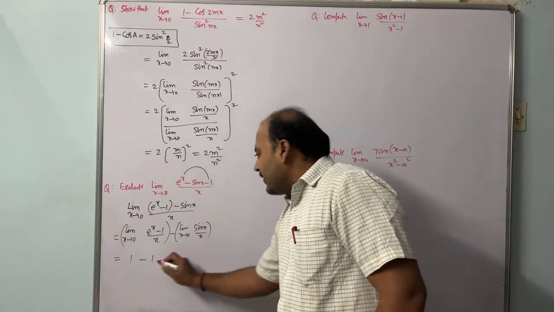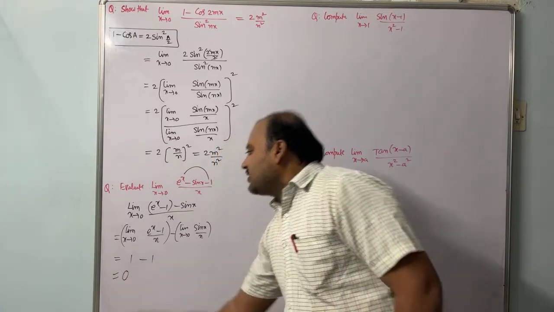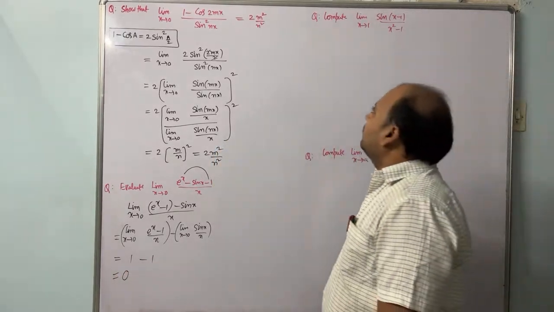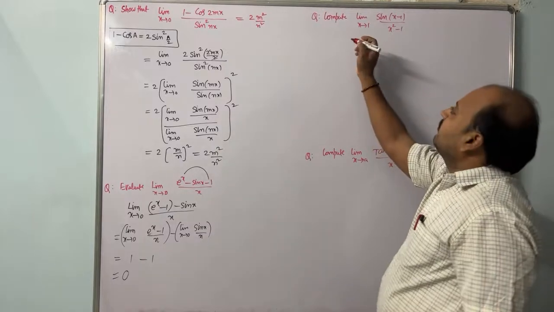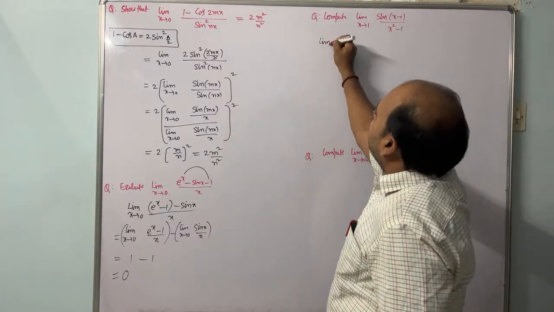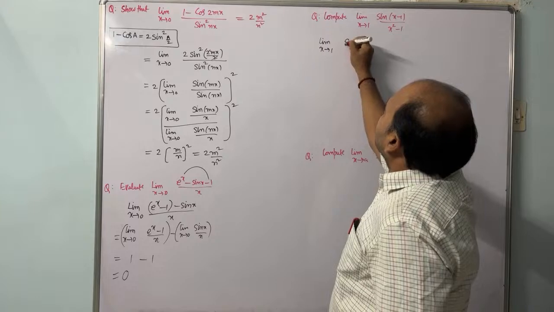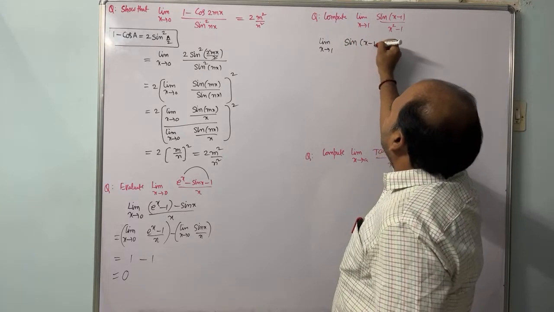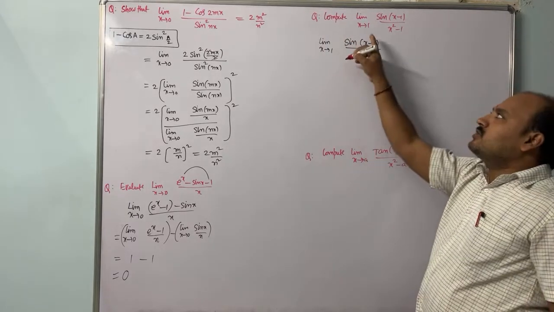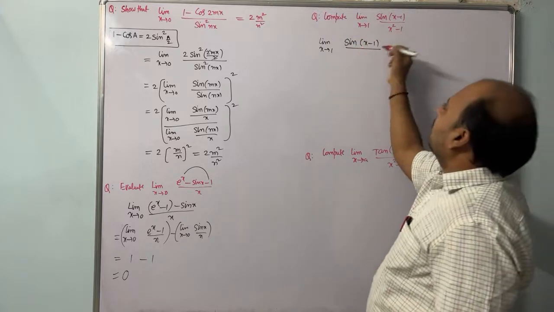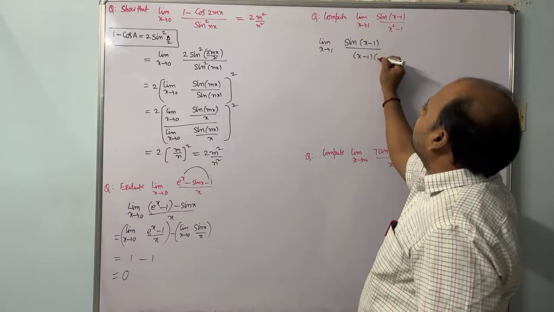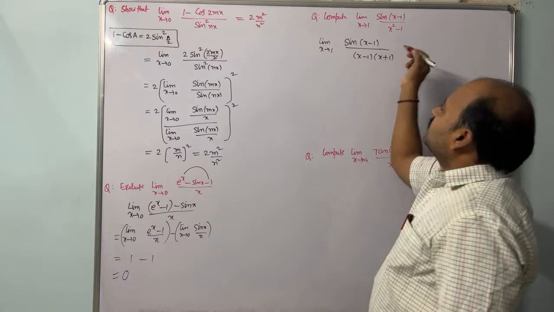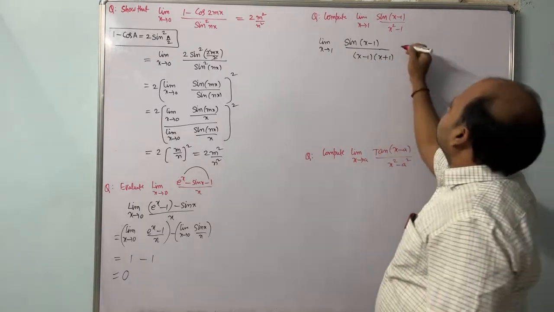Limit x tends to 0 of sin x by x value is also 1. So 1 minus 1 is 0. Your answer is 0. Now come to here. Limit x tends to 1, sin of x minus 1 divided by x minus 1, in the denominator also I want the x minus 1 term. So x square minus 1 can be written as x minus 1 into x plus 1. So we can split into two functions.